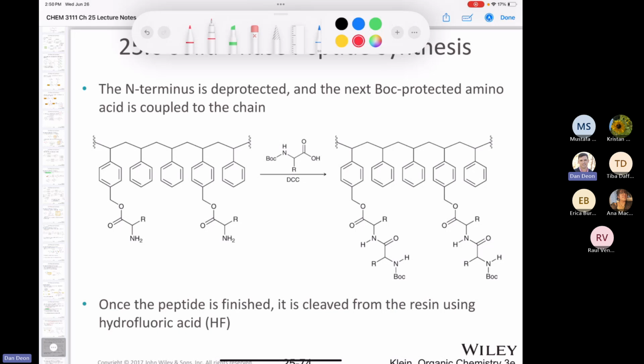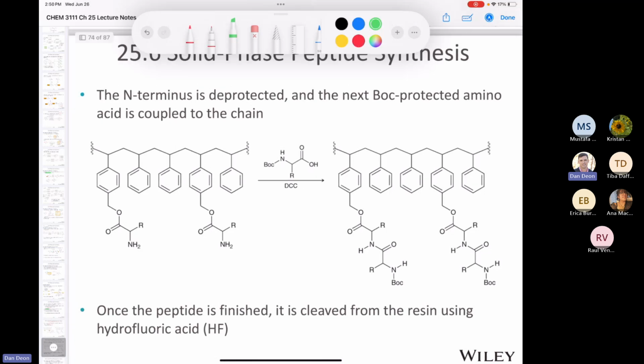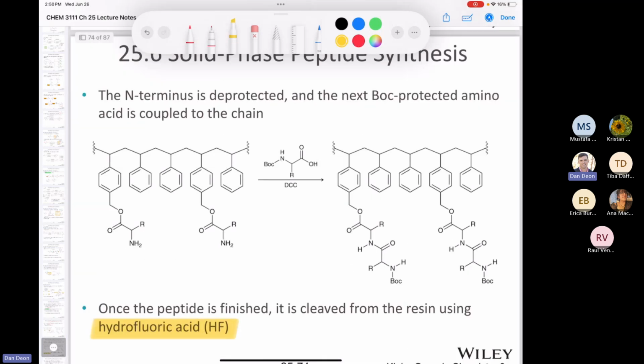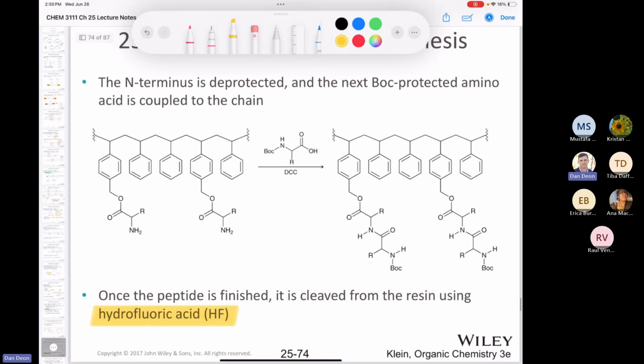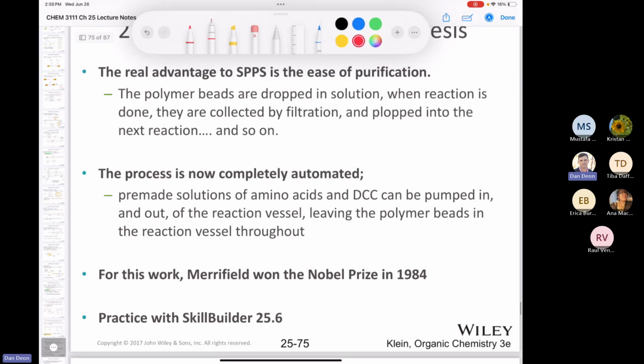So if you're wondering, how do I get it off of the chain at the end? How do I get rid of it? The very last step is to treat everything with hydrofluoric acid, okay? Hydrofluoric acid is a very dangerous acid, but that's going to break this bond right here. If I underline it, the HF is going to break it right here. It's going to cut it off of the polymer, and then you're going to release your peptide like that.